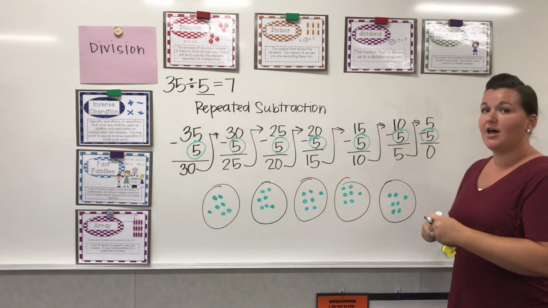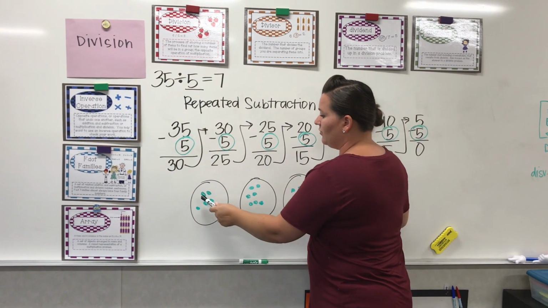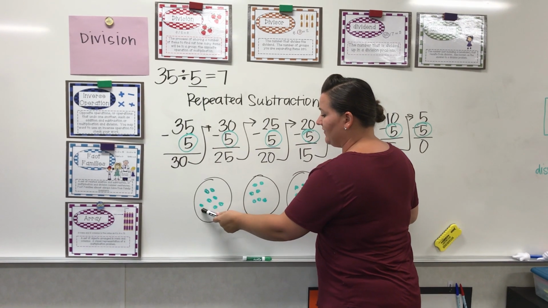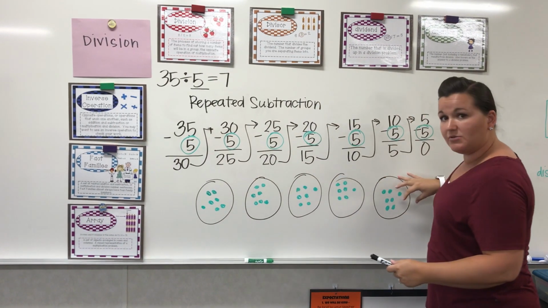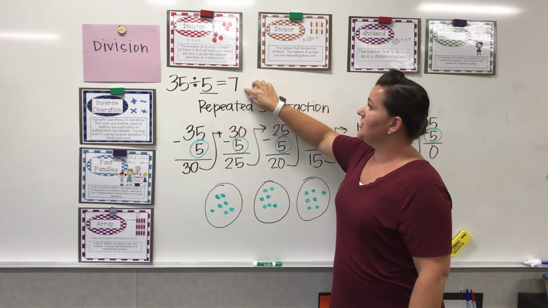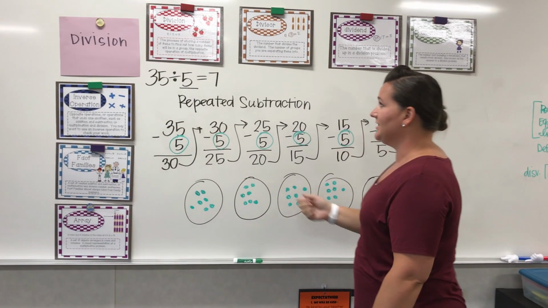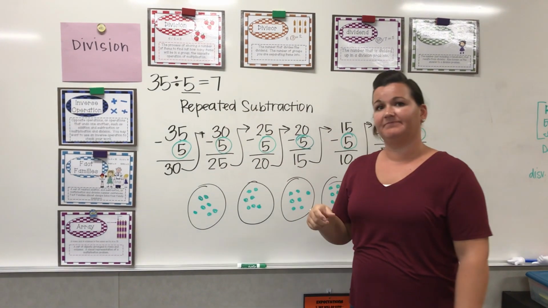Now if I count how many dots I put in each group, let me count. 1, 2, 3, 4, 5, 6, 7. They each have an equal number. They all have 7. So again, I just proved my answer, or my fancy word, quotient. The answer to a division sentence, quotient, is 7.